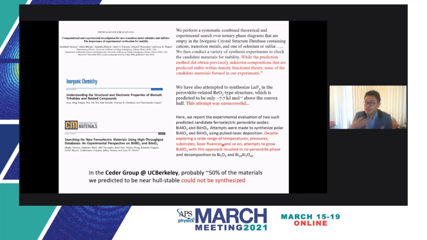Okay, and I came from the Sater group at Berkeley, previously at MIT, and just to let you know, we've been predicting a lot of materials over the years, and probably 50%, this is our estimate between me and Professor Sater, we estimate that about 50% of the materials that we predicted that should be synthesizable by that synthesizability assumption could not be made. Okay, so this is a dire bottleneck when it comes to computational materials design, right?